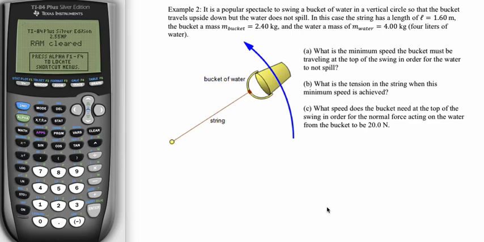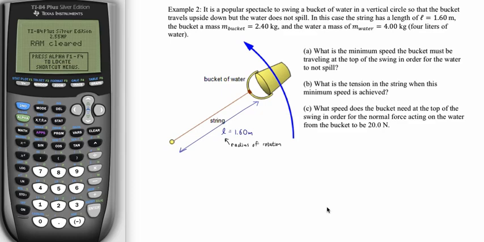And we're given a certain length for the string, and that's going to be defined as L. Okay, so the string has length L, and that is going to be our radius of rotation. So L is 1.60 meters, and it is our radius of rotation for purposes of centripetal acceleration and centripetal force.